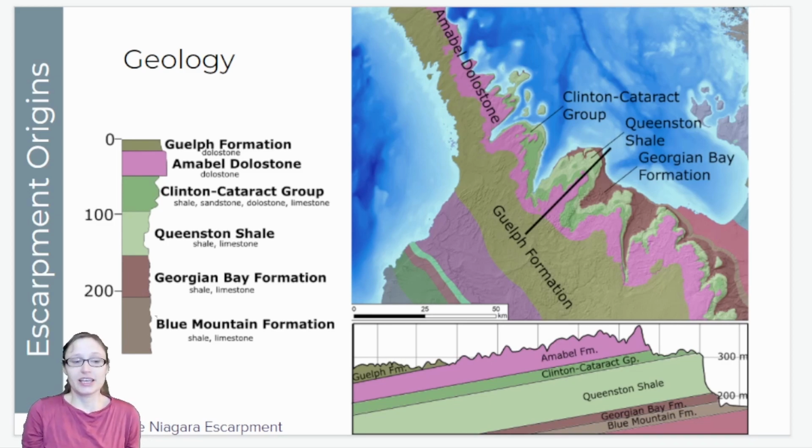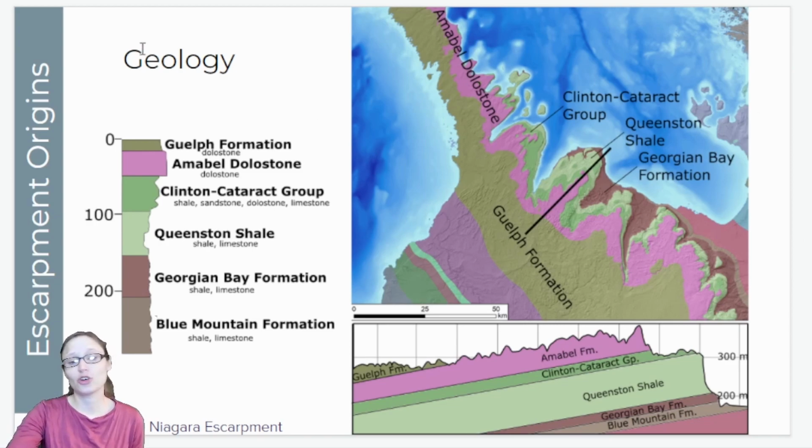So of course, whether we have hard rocks or soft rocks relates to the geology. And in these figures, we try to demonstrate what the different rock units are that create the Niagara Escarpment. And the ones that are important for us are the Amabel Dolostone or the Amabel Formation. Either is fine, because that is the cap rock.